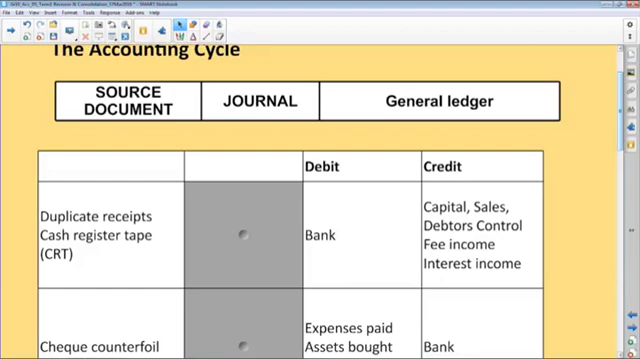Now remember, when you have the duplicate receipt, or the cash register tape, or the cash register roll, what journal will I use? I hope you get this. It will be your CRJ. And what account will always be debited? Bank will be debited. Why will bank be debited? Because the business is receiving money. And why are we receiving money? Because we had capital contributions from the owner, we had maybe more sales, the debtors paid me, we had fee income, or we had interest income.